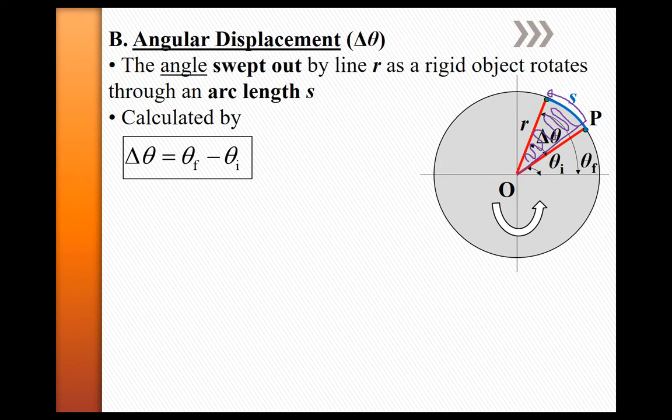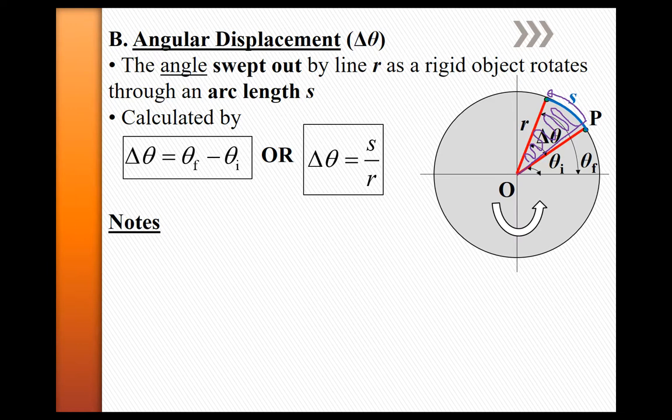However, there is another way to calculate this in terms of both the radius and the arc length. We can calculate the angular displacement by taking the arc length that has been covered and dividing it by r. So delta theta, your angular displacement, is the arc length divided by your radius.